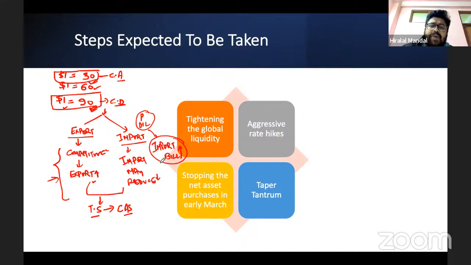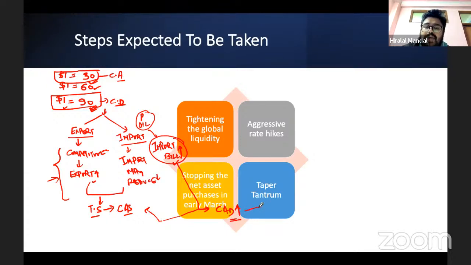Let's say we are purchasing a similar amount of oil. Yesterday I was paying 60 rupees for that oil. Today I am giving 90 rupees to purchase the same oil. So my import bill has increased. And if the import bill increases and exports remain the same or may increase, the pace of increase will be higher in imports when it comes to essential items. So what happens as a result in a country like India? The current account deficit increases. When imports increase and exports remain the same or increase somewhat, but imports increase at a higher pace, the current account deficit will increase.